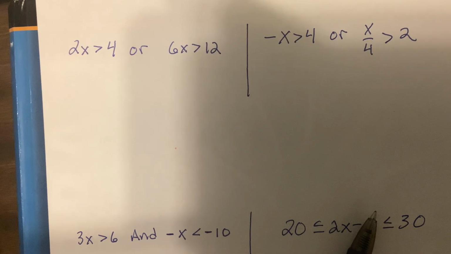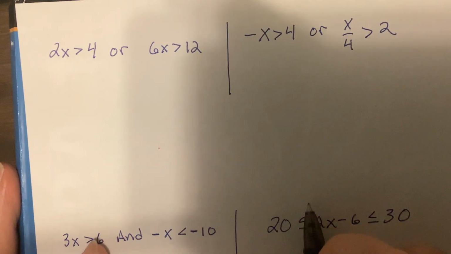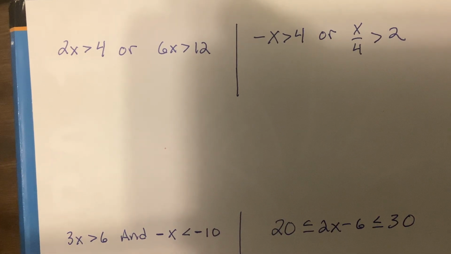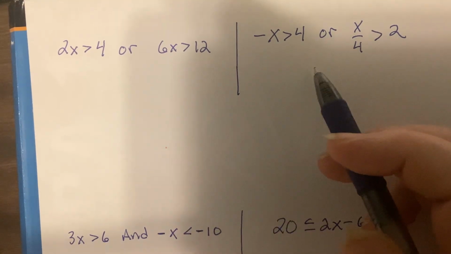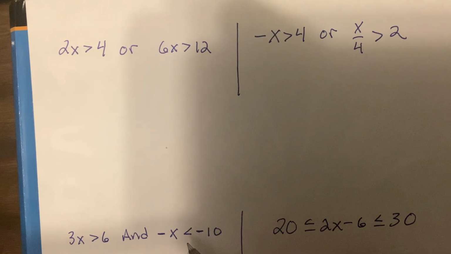Okay, my friends, this is the last video of the final exam review. There's 3 things left. There's ORs, which we already did. There's ANDs, which we're doing now. Then at the end of class Monday and Tuesday, we're doing absolute value, which is for extra credit. I've never done extra credit on the final before.